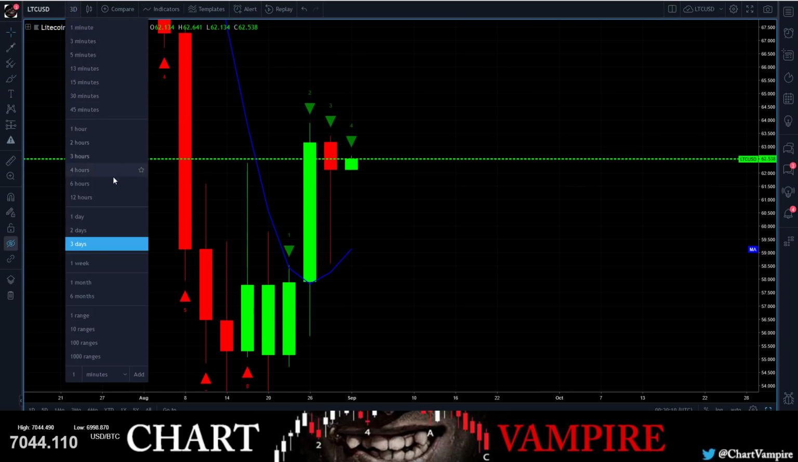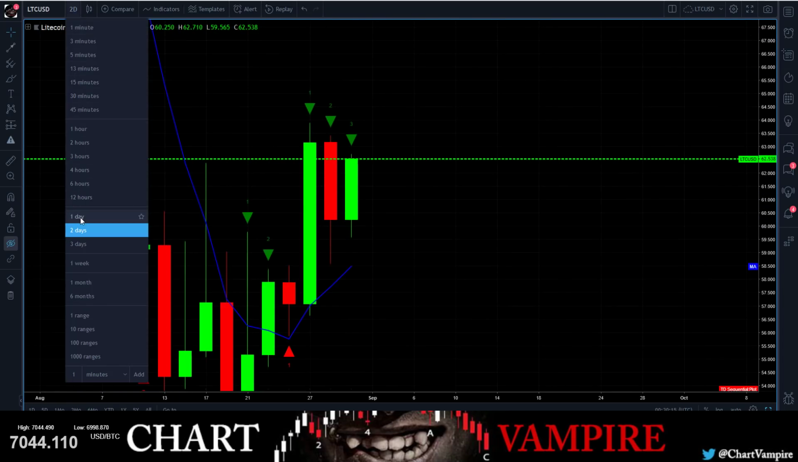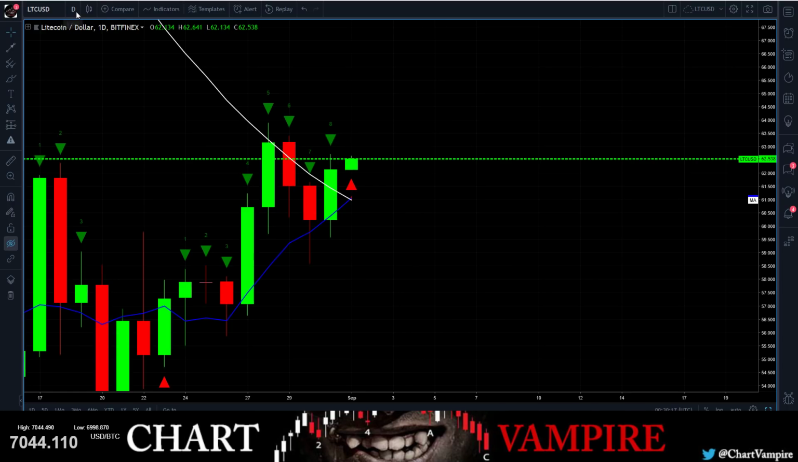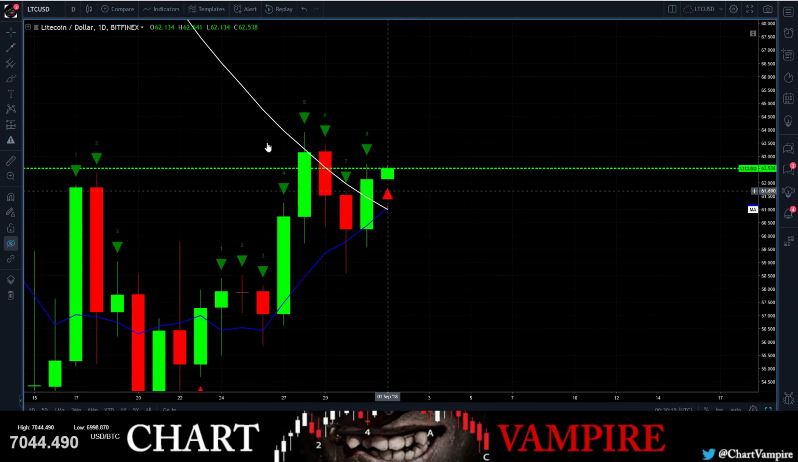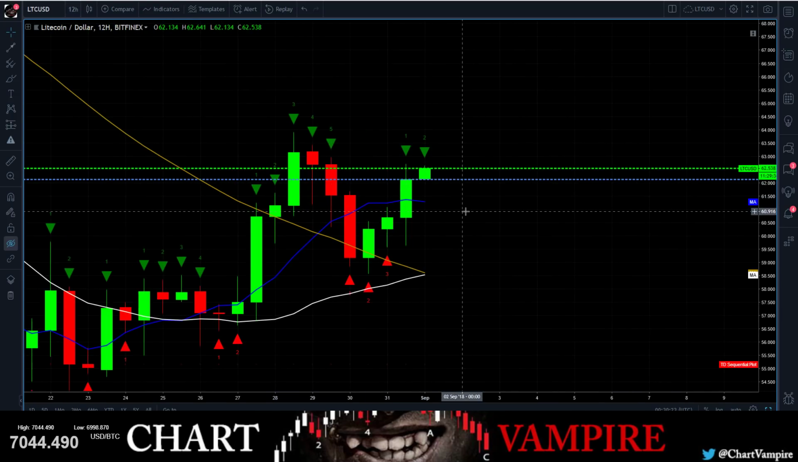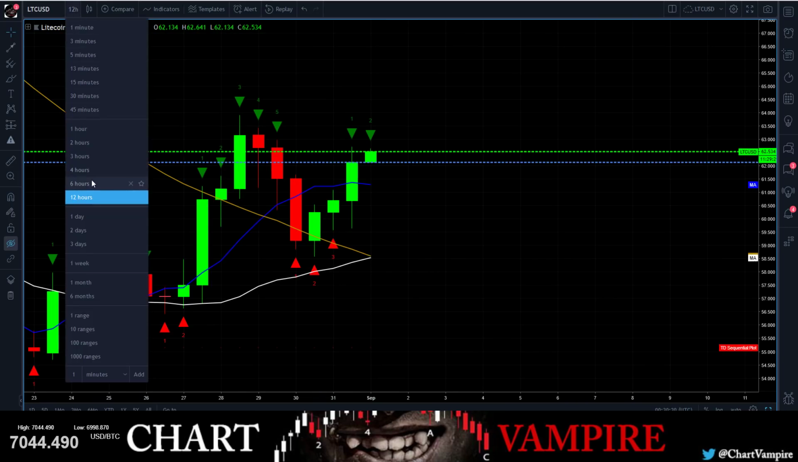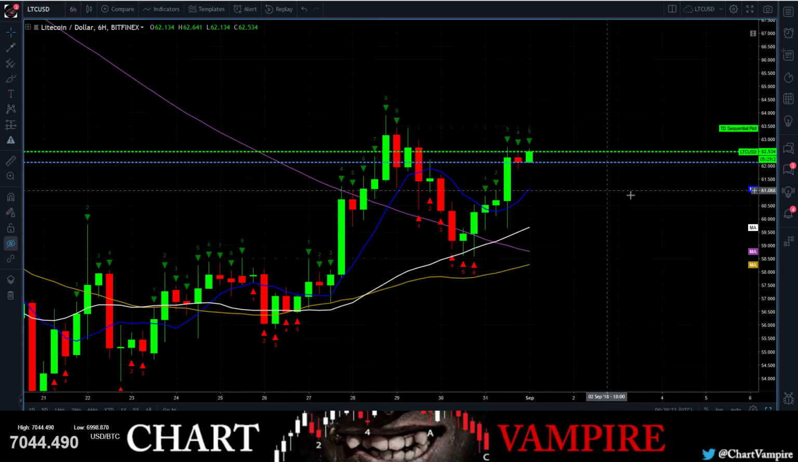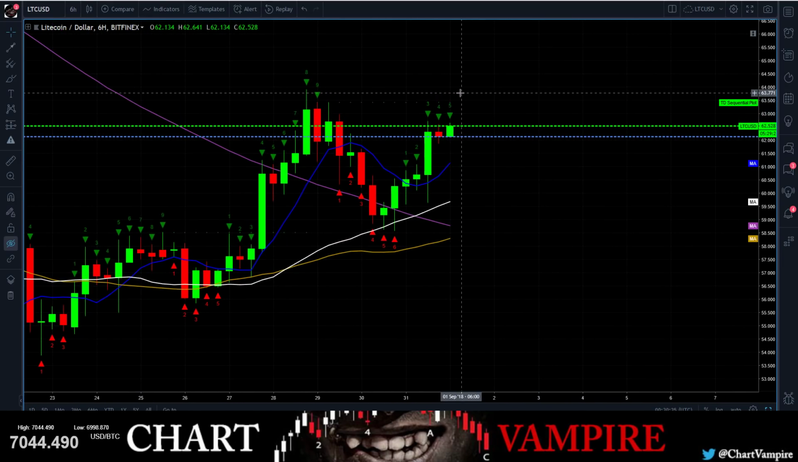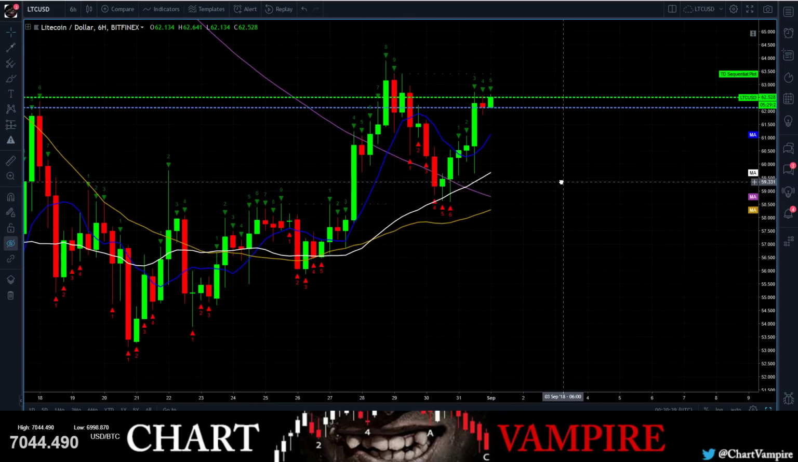I don't like the Litecoin setup. The Litecoin setup looks bearish. This is confusing as hell. 12 hour. Another cross coming on the 12 hour. So you got a bunch of golden crosses on the 12 hour here. I wonder if we'll see some kind of a double top here. I wonder if we get a double top pattern.